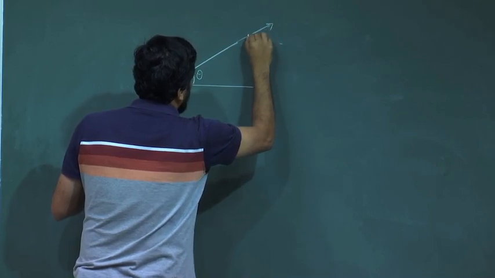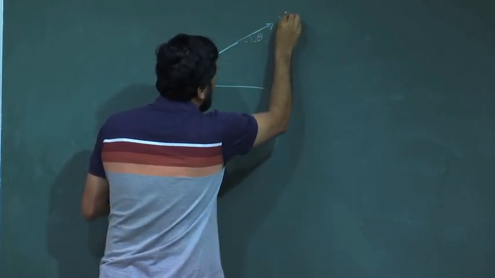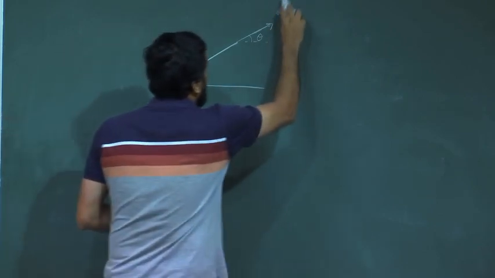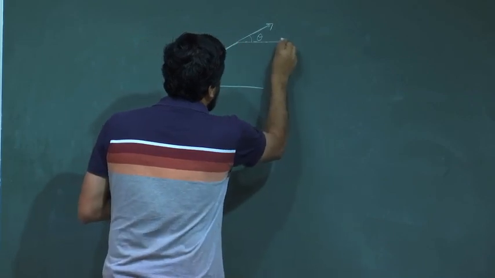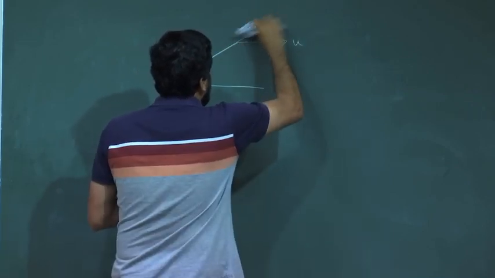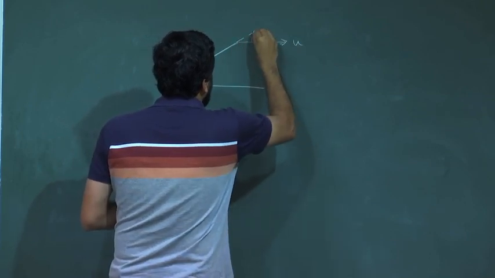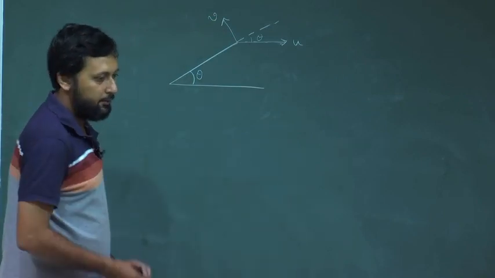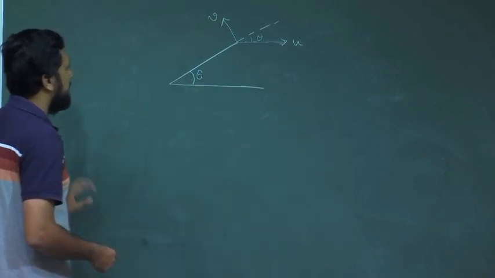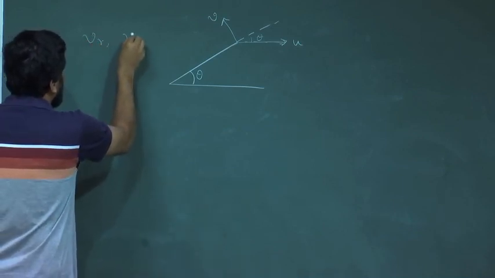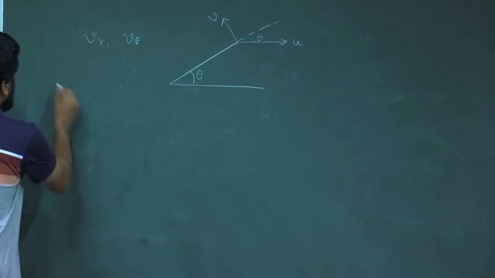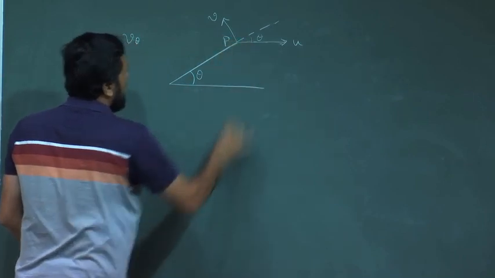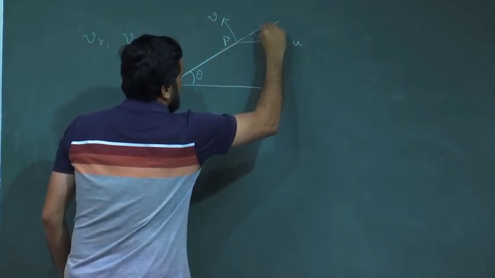So, once again, this is theta, this is u here, and this is v. So, the question says first we have to write down the velocity expression in terms of Vr and V theta. Now, what is Vr? Vr is the radial velocity for this particular point P. It points in this direction.